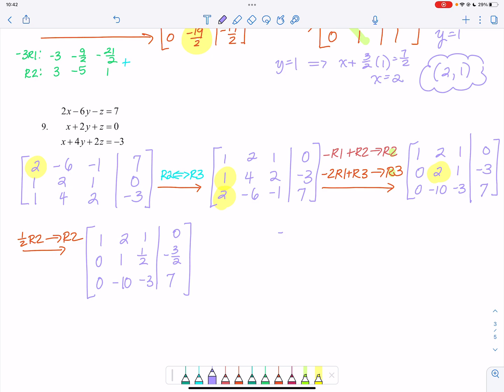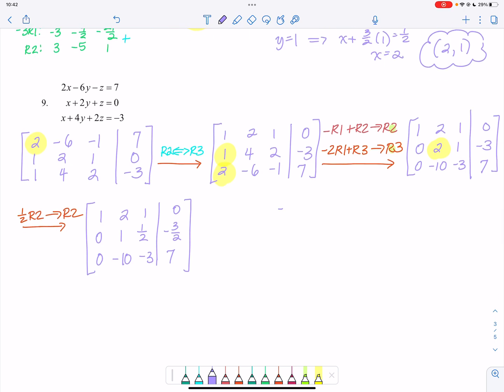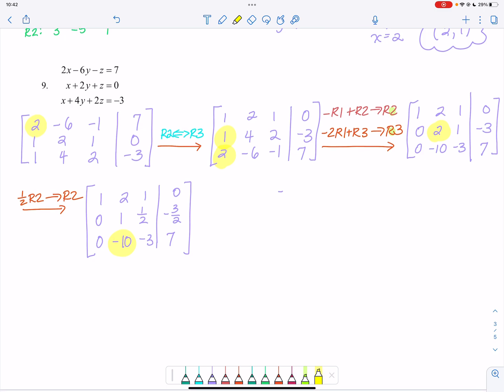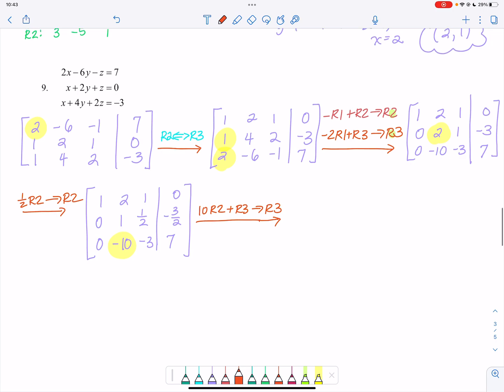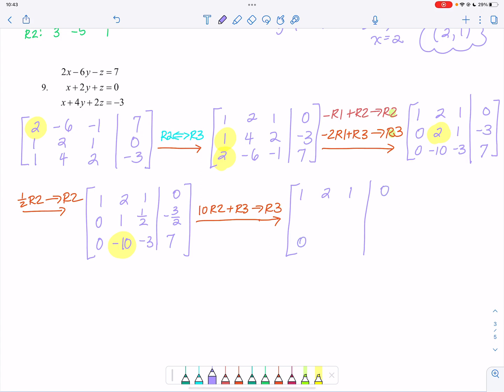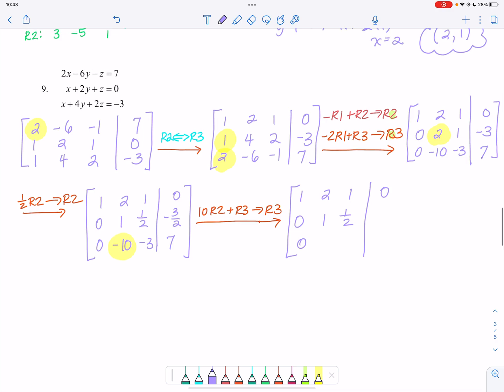Okay, so now we are going to work on this negative 10 becoming a 0. So we are going to multiply row 2 by 10 and add that to row 3 and replace row 3 with that. Okay, so row 1 and row 2 are staying the same.